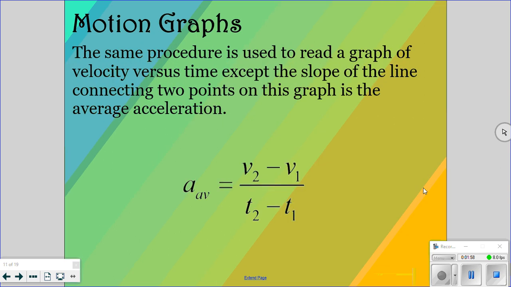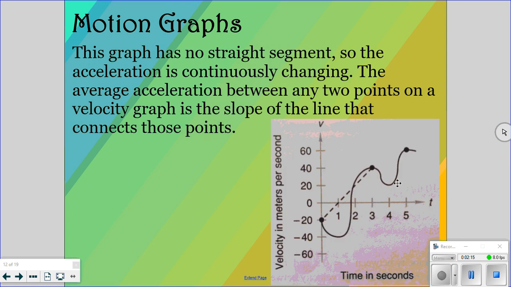The same procedure for reading velocity versus time can be used for acceleration. So we already talked about this formula a few lessons ago, and so we can use the same kind of formula for acceleration. So this one, we would be looking at acceleration because it's velocity and time. And none of the graph has any straight segment, so that means that your acceleration is constantly changing. So your average acceleration is just connect the 2 points and find the slope of that line.